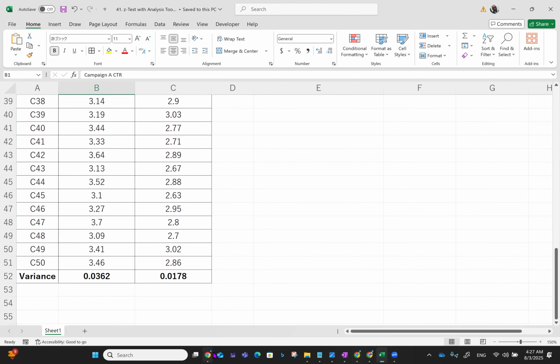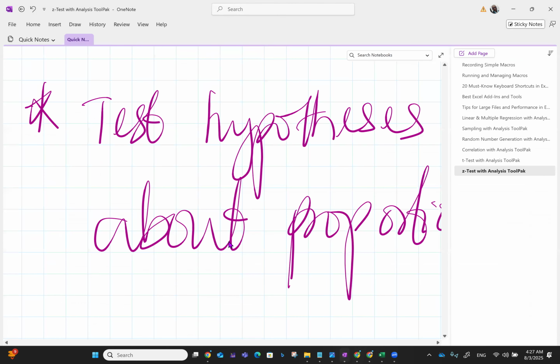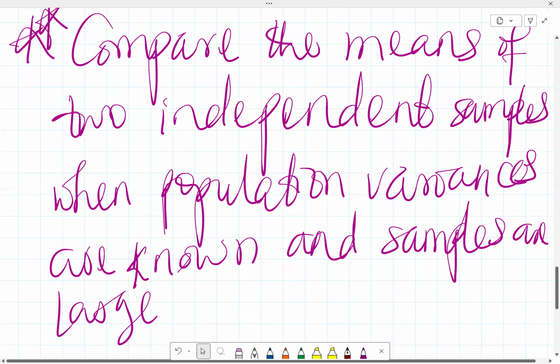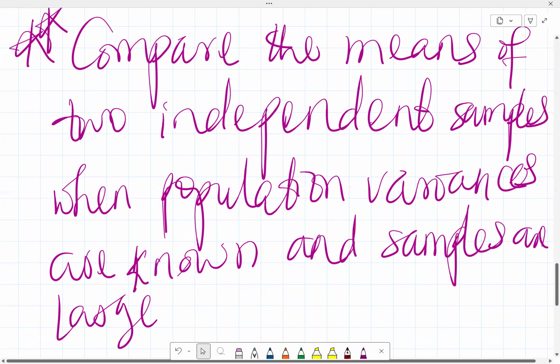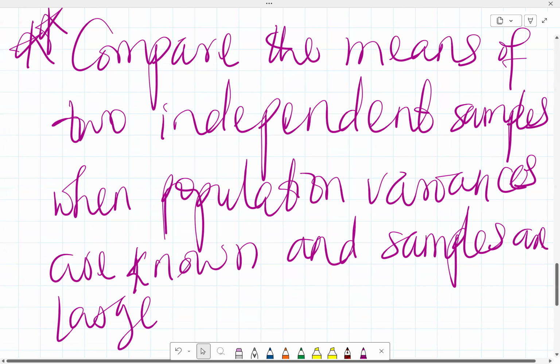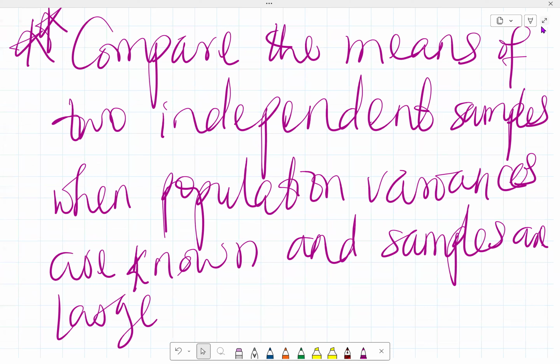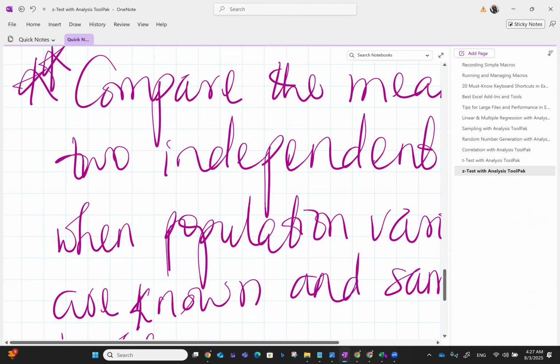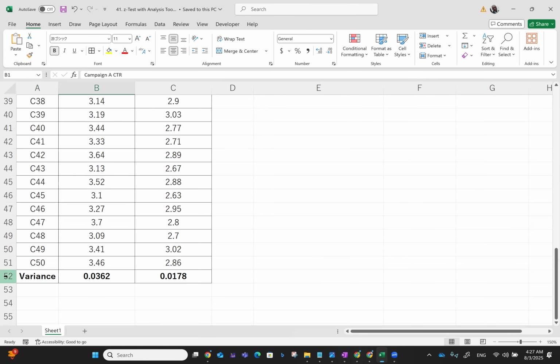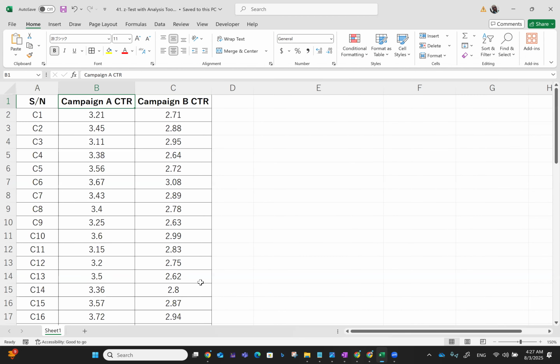This is the second situation where you use the Z-test: comparing the means of two independent samples when population variances are known and samples are large. In this case, we have 50 samples, which can be considered large in the context of the central limit theorem, and we also know the variances for the two campaigns. So this qualifies for a Z-test for sure.